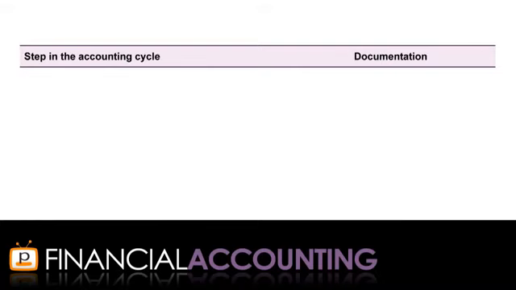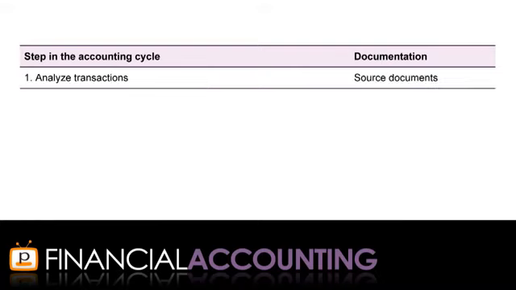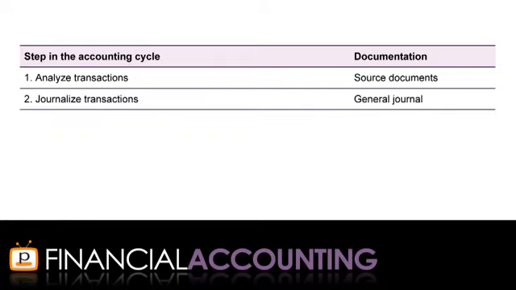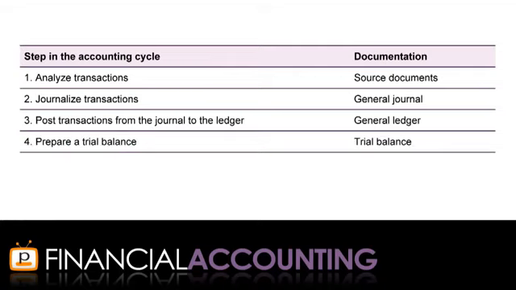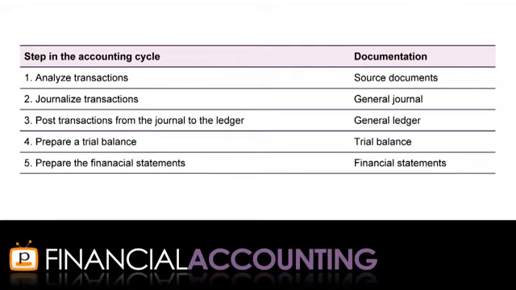As we can see from this table, once we've analysed the source document and decide that we do need to record a transaction, the next step in the accounting cycle is to journalise the transaction in the general journal, post the transaction from the general journal to the general ledger, prepare a trial balance, and prepare the financial statements. So this whole chapter is about learning these steps in the accounting cycle in a little more detail.